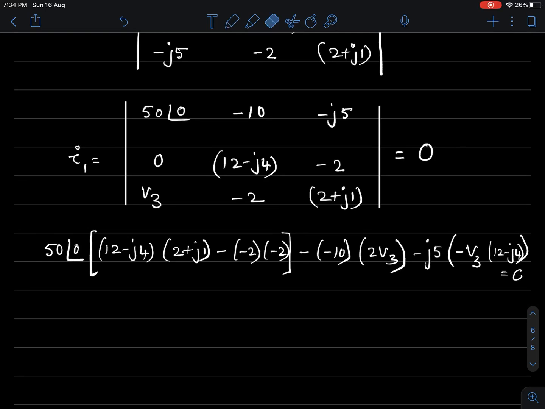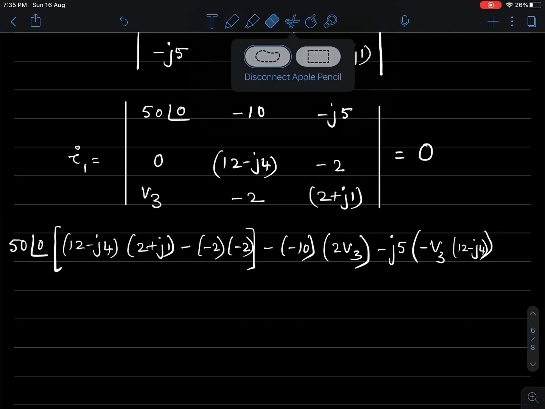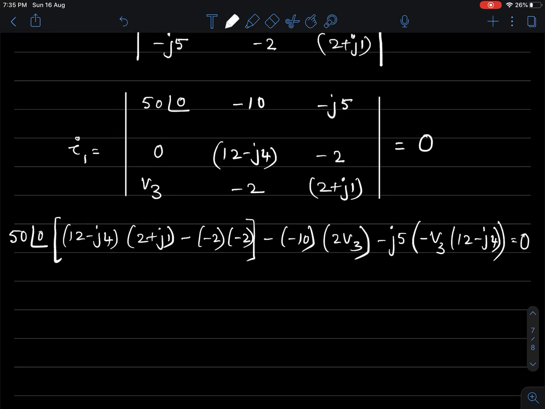What I will do is adjust the space a little, so that I can be a little generous in utilizing the space. This is V3 into minus J5 into this, minus V3 into this is 12 minus J4. I will have to put 2 parentheses equal to 0. Now we will slowly expand this, carefully doing it.